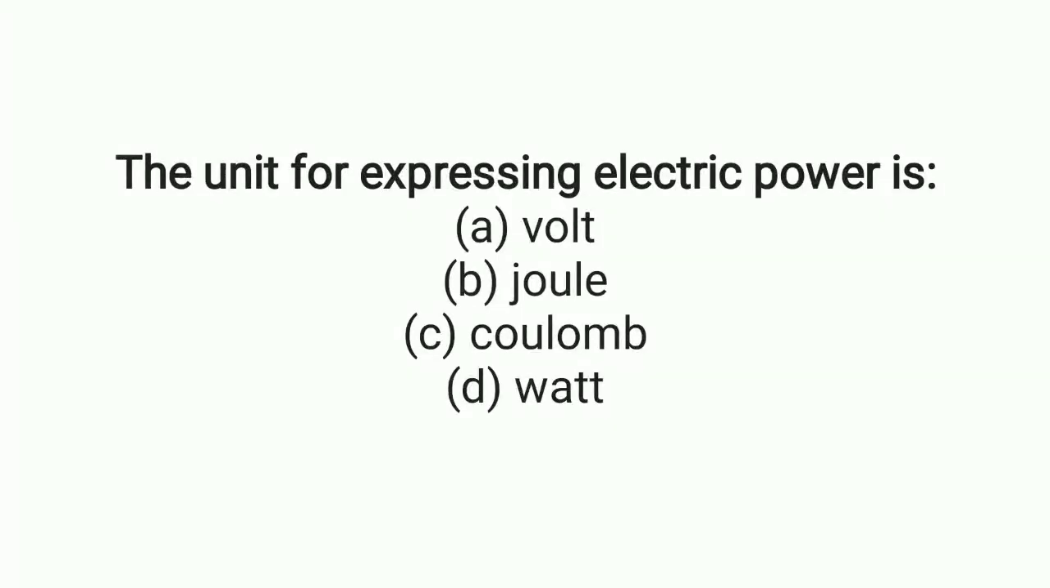The unit of expressing electric power is option A, volt. Option B, joule. Option C, coulomb. Option D, watt. So the electric power unit is watt. Okay, because coulomb is the unit of charge, and joule is the unit of heat, and volt is the unit of potential difference. So here the answer is watt.